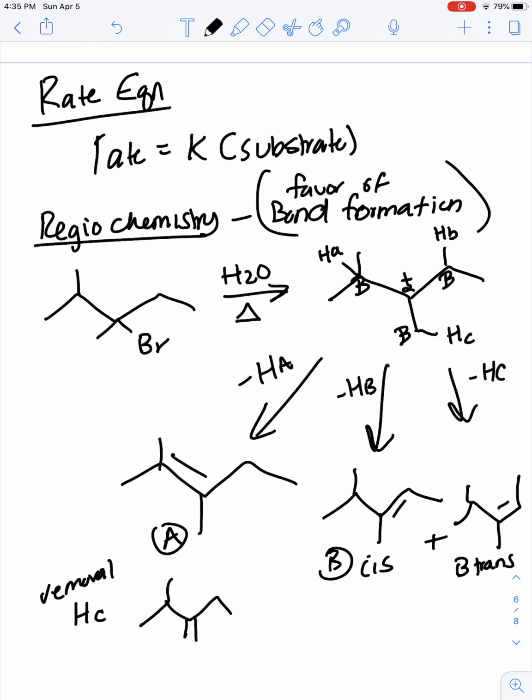So we have a couple different terms when we're looking at the selectivity of these reactions. We have the Zaitsev product. The Zaitsev product is going to be A in this case. This product is going to be the most substituted alkene, and this is probably most typically favored in an elimination reaction. We also have a Hofmann product. The Hofmann product is going to be the least substituted alkene in the product. So here, C would be the Hofmann product.